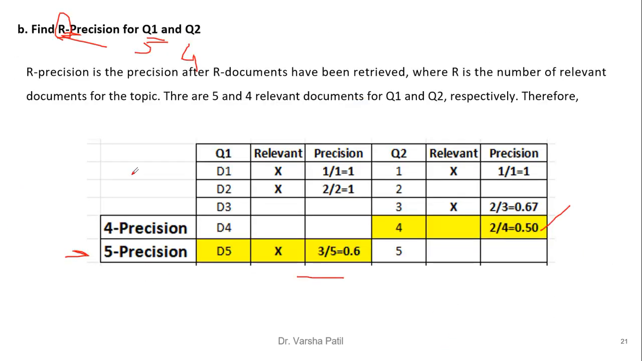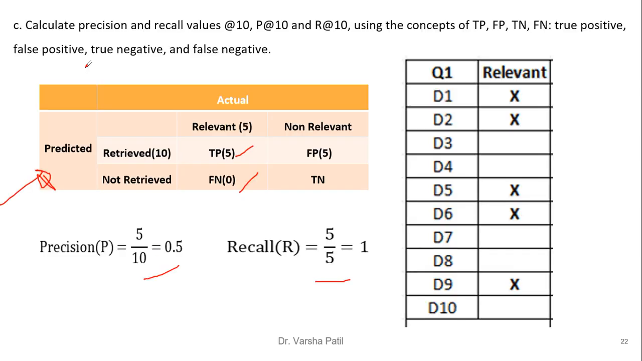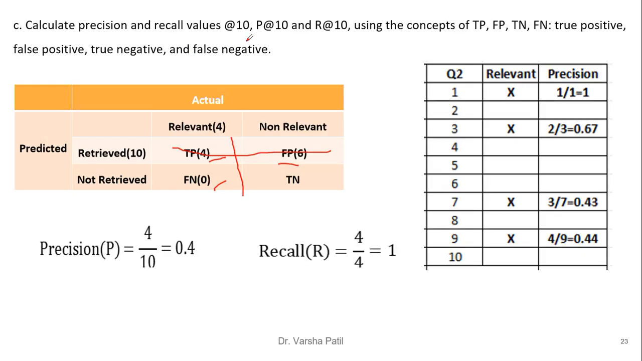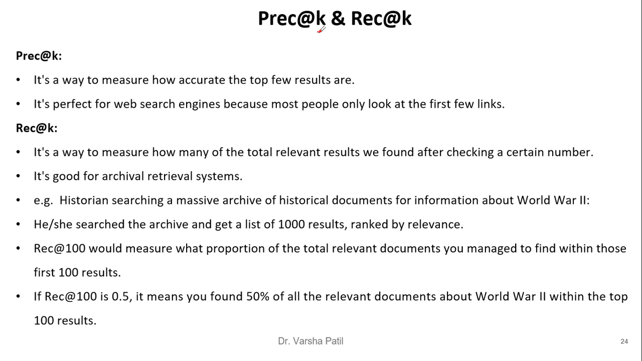This is the R precision. We can even find out the precision at a particular K value: precision at K and recall at K. So here we calculate precision and recall at 10th, so we can replace K with a particular value, and at that particular point we find out the precision at K and recall at K, because this is important for ranked retrieval, because users are not interested in seeing all the documents.